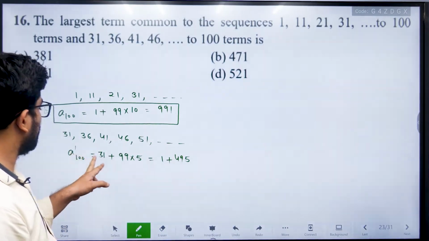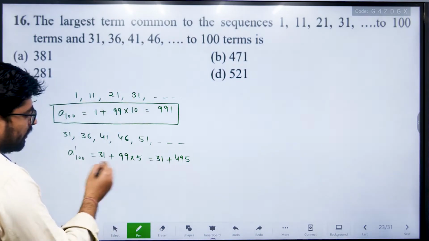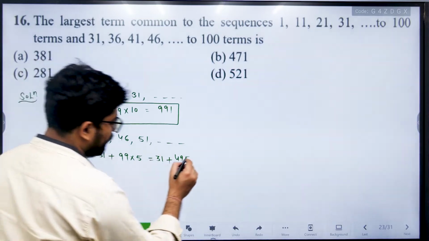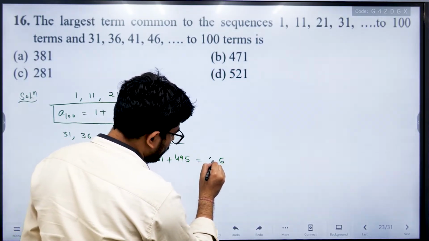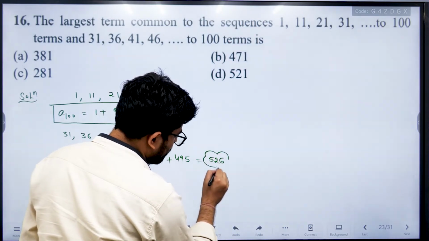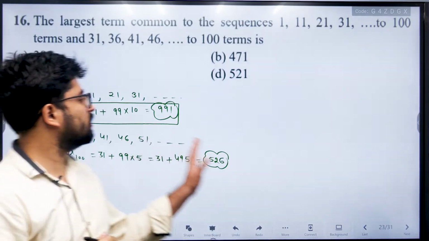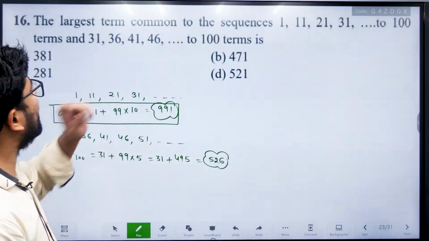So the 100th term is a plus (n minus 1)d, that is 31 plus 495. So when you add them, you will get 526. Yes. So these are the 100th terms of your given APs, 526 and 991. So you have to find the largest common term.